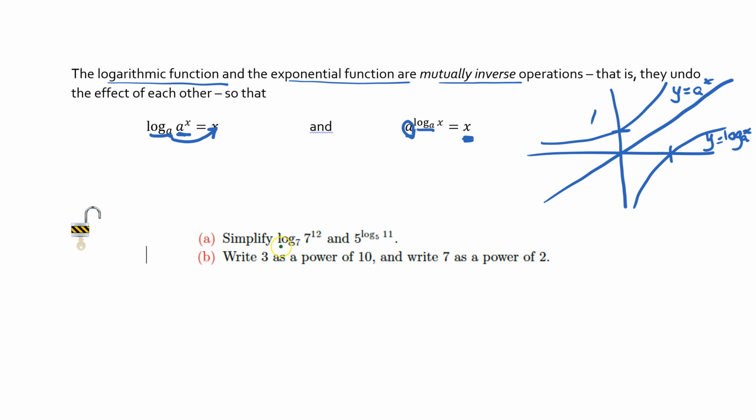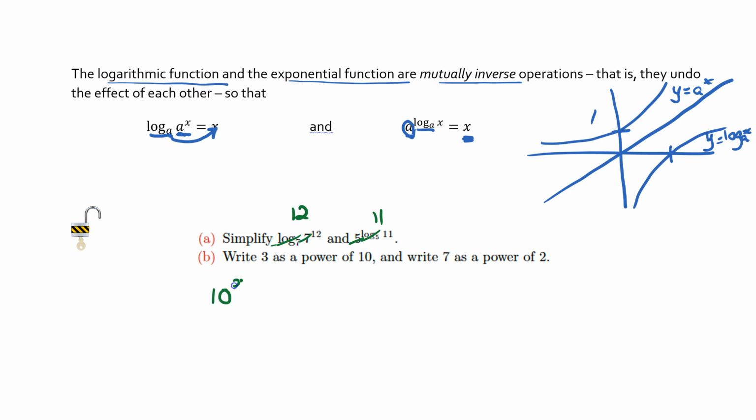So if we take, for example, log base 7 of 7 to the 12, these two operations cancel each other, and our answer is just 12. And if we take 5 to the log base 5 of 11, those two operations cancel each other, and we're left with 11. Now part B says write 3 as a power of 10.